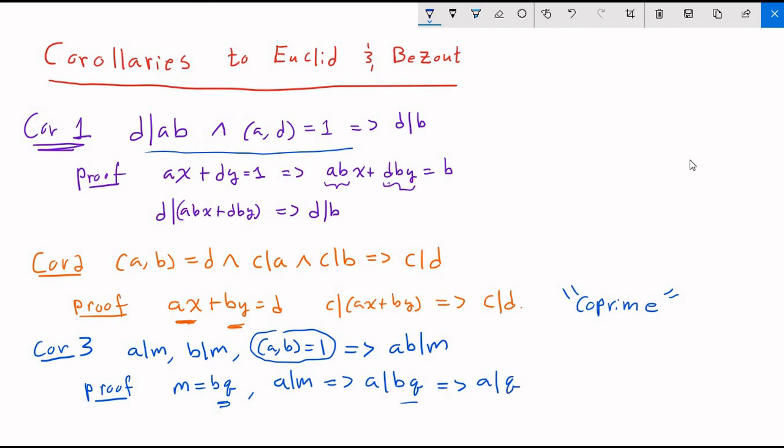In other words, we can find some integer r so that q is equal to a multiplied by r. And finally, writing m as b times q, and rewriting the q as a times r, we see that m is equal to b times a times r. And finally, we conclude that a times b divides m.